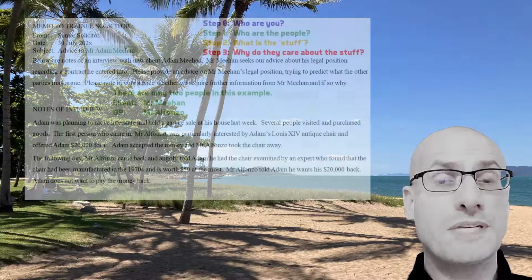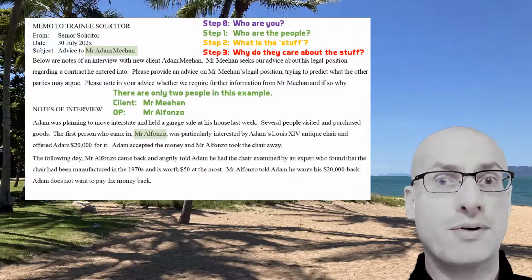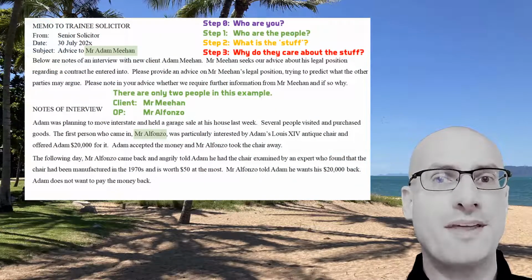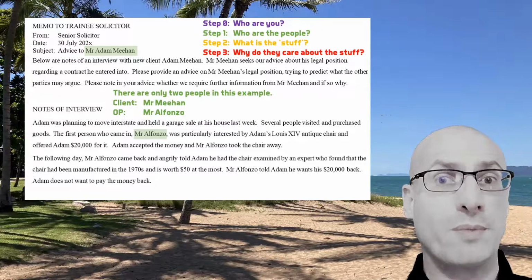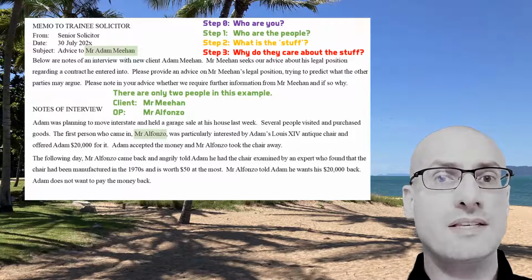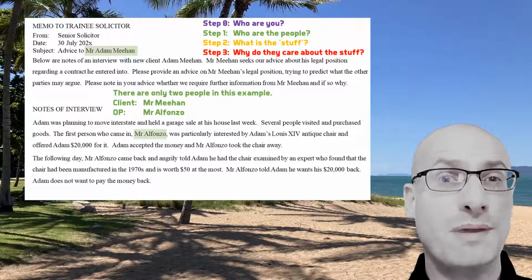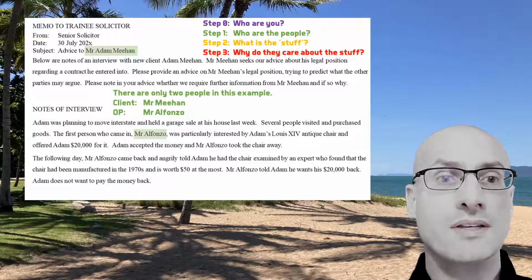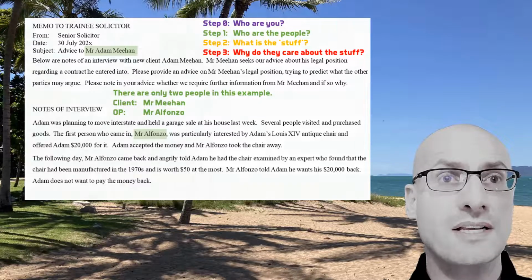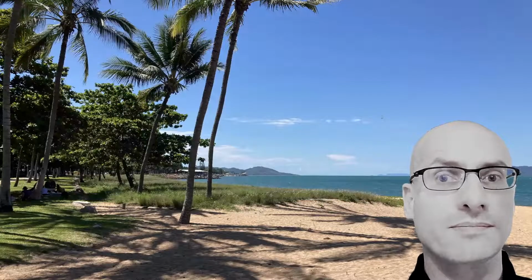So now we would do step 1 of the pre-IRAC step-by-step method, which is to look for the people. And here it's pretty straightforward. We know who our client is. We know who the other side or the OP is, which is Mr. Alfonso. Our client's Mr. Meehan. And there aren't any other people mentioned in this scenario. So this is quite a simple exercise. It's pretty straightforward.